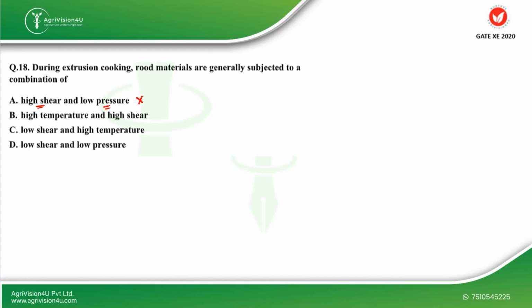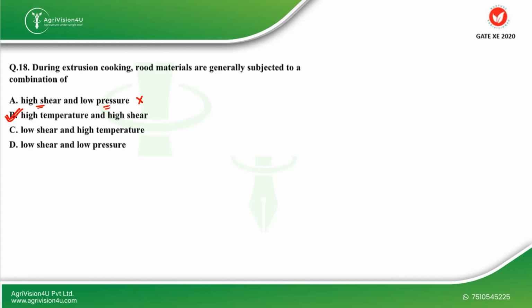Next, high temperature, high shear. High temperature is crucial for cooking the food, gelatinizing the starches and inactivating the enzymes. It helps to soften the materials for easier extrusion. So this is correct. Next, high shear. As mentioned earlier, high shear is beneficial for breaking down the food particles, so it creates a uniform mixture. So this option is correct, that is high temperature, high shear.